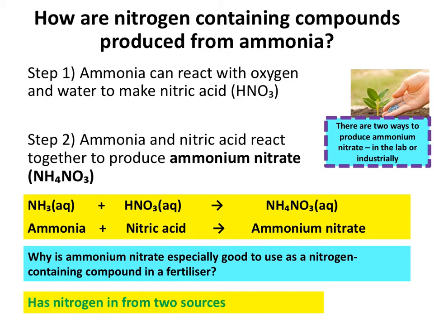We get a neutralization reaction. Ammonia plus nitric acid produces ammonium nitrate. And we've also now got a compound that has two sources of nitrogen, the ammonium and the nitrate.